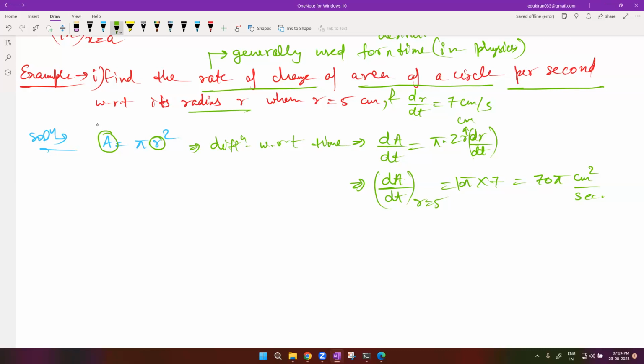You just have to remember these basic formulae of area, surface area, and volume, whatever the geometrical things and dimensions. Yeah, so let's start with a good question now.